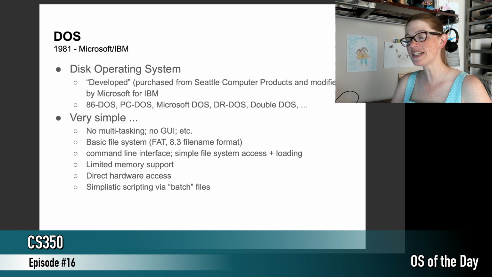Very limited memory support. So the earliest versions of DOS actually did not use virtual memory. That means they had direct hardware access, because they really did have direct hardware access. They didn't even have a separation between kernel and user, which is interesting. And it actually made running programs quite difficult, because if you had the wrong version of DOS or the wrong version of a program, it just didn't work.